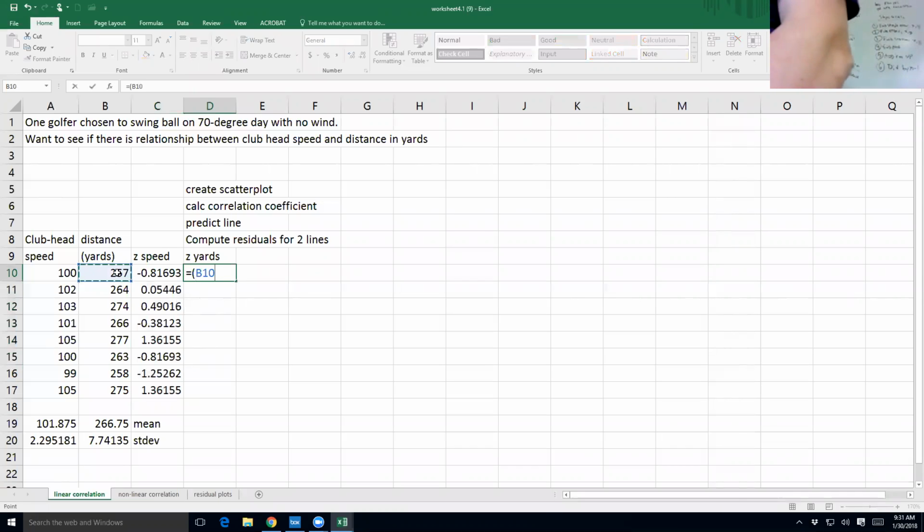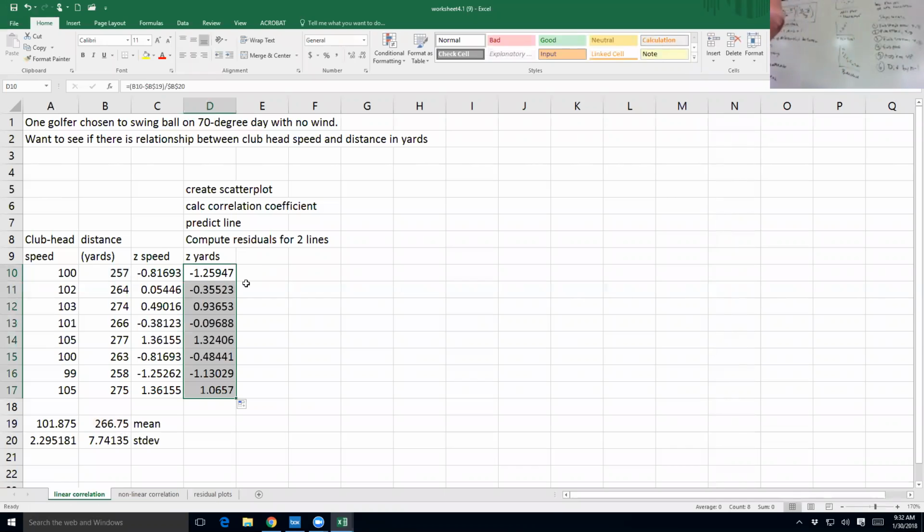B10. I just minus the mean, which is 266.75. Lock that with the F4. Close my parenthesis. Divide by 7.74. And lock that with the F4. Now I'm going to copy that down. That works. What is the next step?